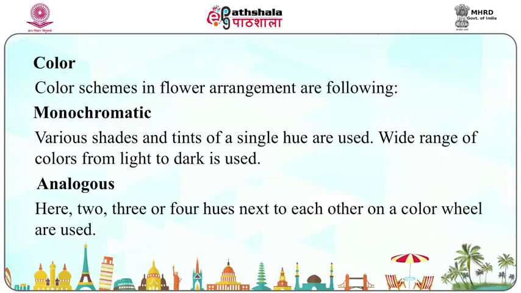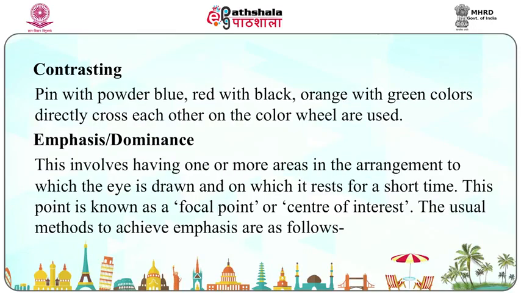Color. Color schemes in flower arrangement are as follows. Monochromatic: various shades and tints of a single hue are used. A wide range of colors from light to dark is used. Analogous: here two to three or four hues next to each other on a color wheel are used. Contrasting: pink with powder blue, red with black, orange with green; colors directly across each other on the color wheel are used.